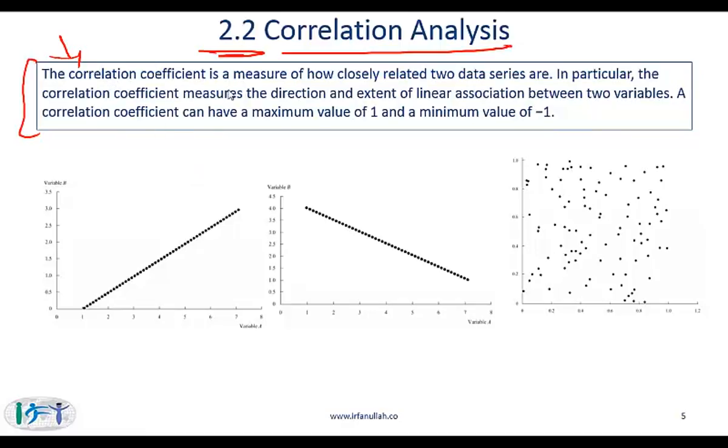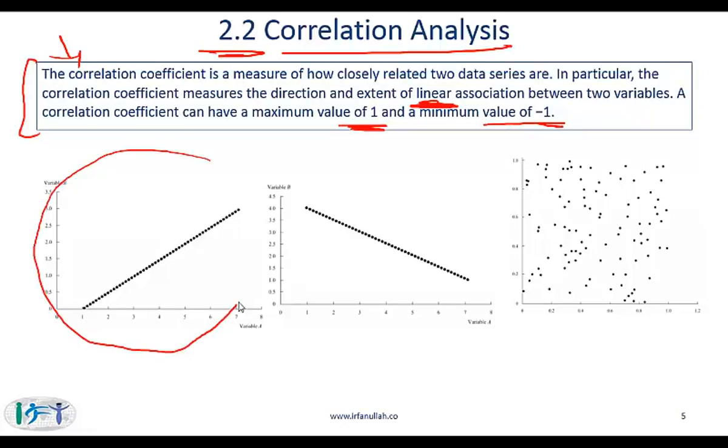The correlation coefficient is a measure of how closely related 2 data series are. In particular, the correlation coefficient measures the direction and extent of linear association, and this is very important. Correlation is a measure of linear association between 2 variables. A correlation coefficient can have a maximum value of 1 and a minimum value of -1.